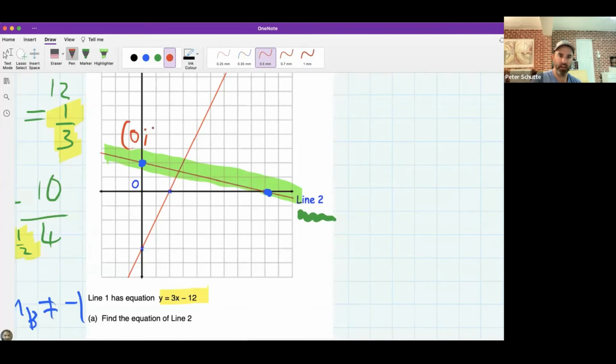So this point over here, it looks to me like 0, 2, 3, 4, 5, 6, 7, 8, 9. This point over here to me looks like the point 9, 0. And so if I want to find the equation of line 2, whenever I find the equation of a straight line, I always have to find the gradient. And so let's do that first.